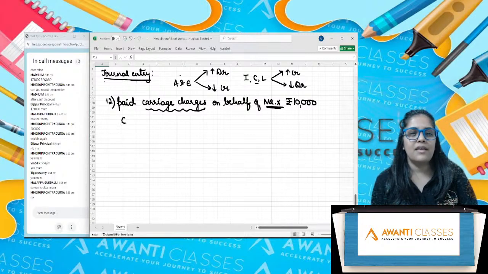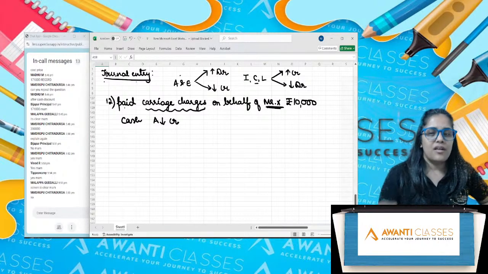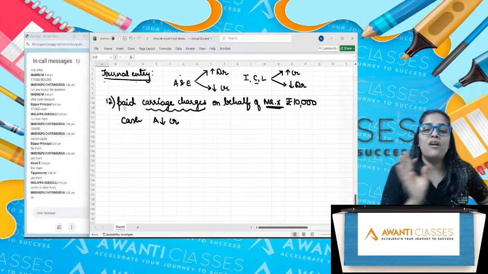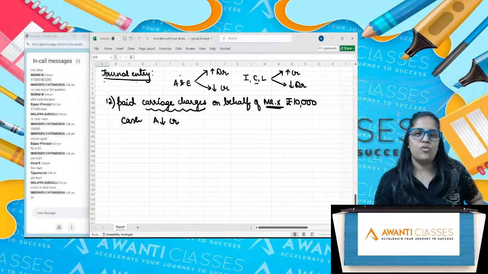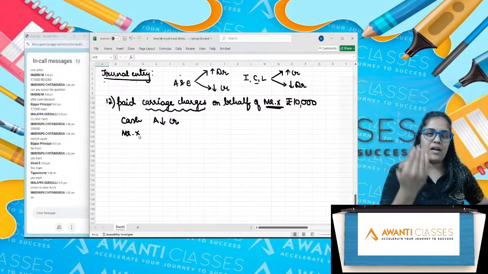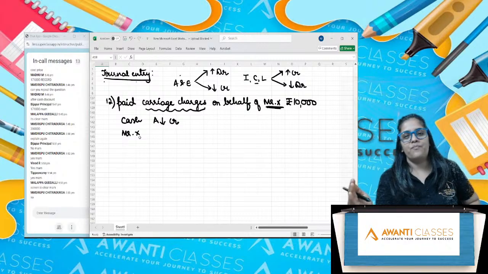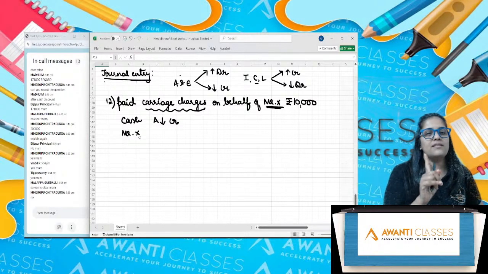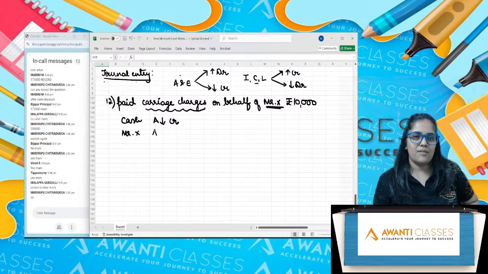Okay, so pay attention. Cash is an asset, it is going to decrease because cash is going to go out. So credit. Did we give cash for our expense? No. We gave for Mr. X. So Mr. X is a receivable for us. If Mr. X is a receivable, is it our asset or our liability? If it is a receivable, then it is an asset. If it is a payable, then it is a liability. So Mr. X becomes our asset. Asset will increase, therefore debit.